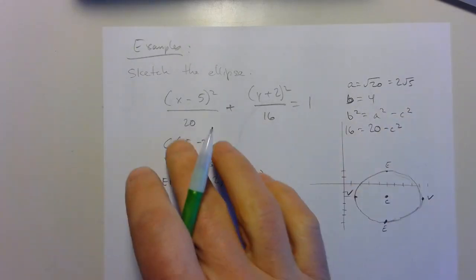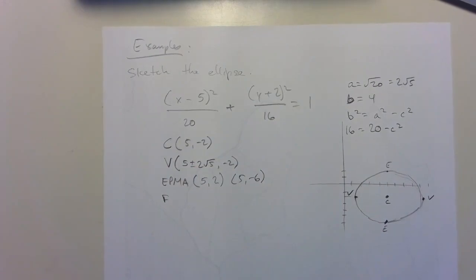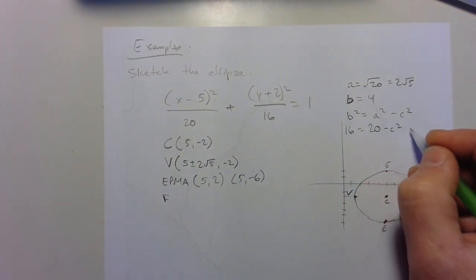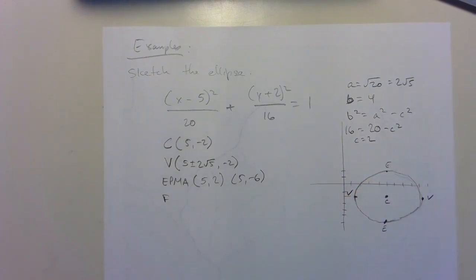Okay, don't use these numbers, just use these. These are the a's and the a squareds and the b squareds. So that means that c squared then has to equal 4, right? So c equals 2.